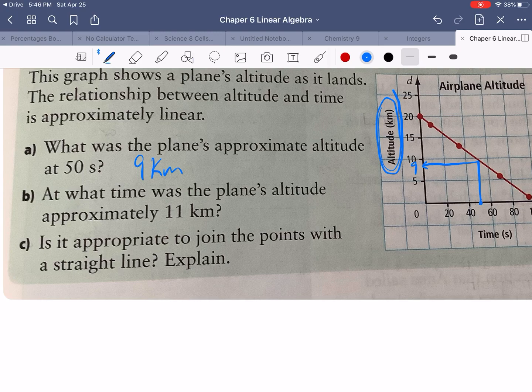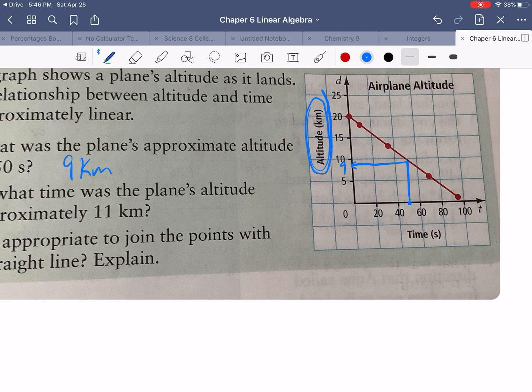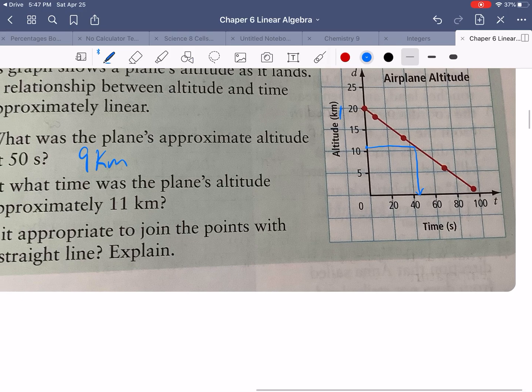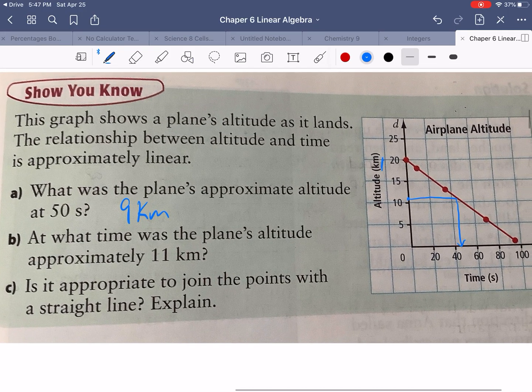At what time was the plane's altitude approximately 11 kilometers? Okay, so now I take my pen and I go to 11 kilometers. This is the kilometer zone right here. This is 11 kilometers. I have to move my pen all the way over to where I hit the line, bam, and then I'm going to go straight down. And I'm looking at, I don't know, I'm going to say that's like 43 seconds. I don't know, something like that.